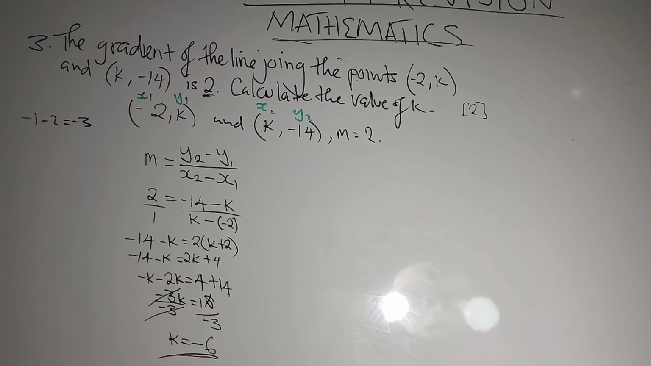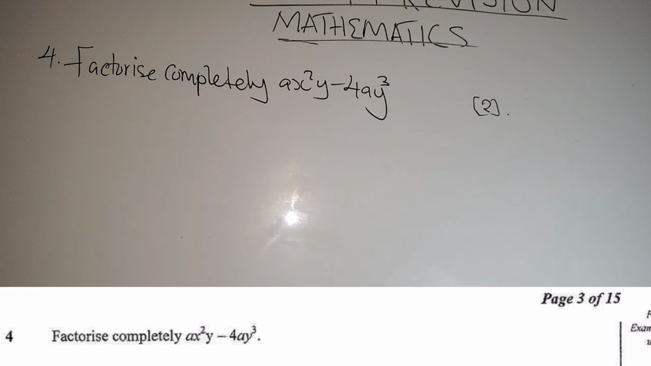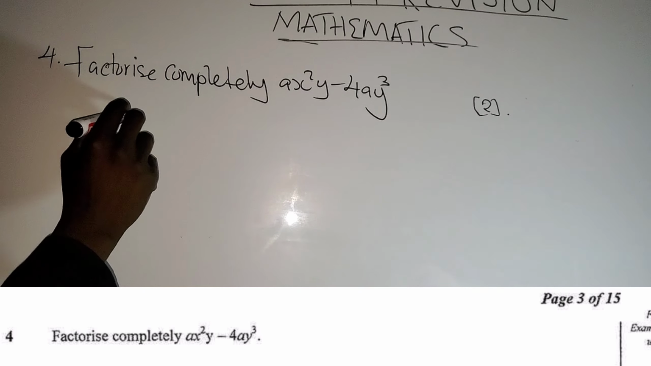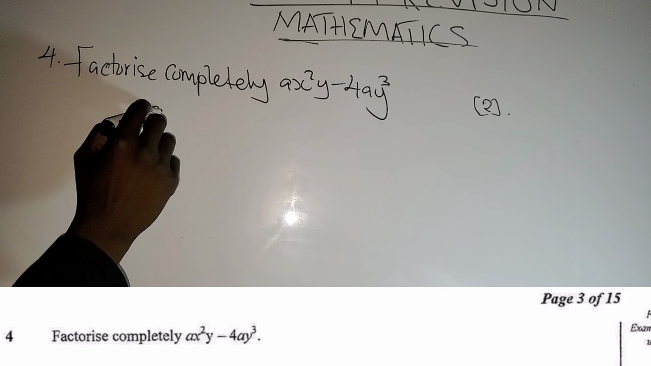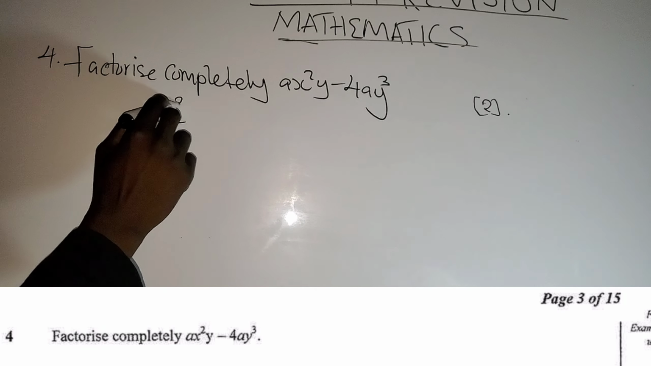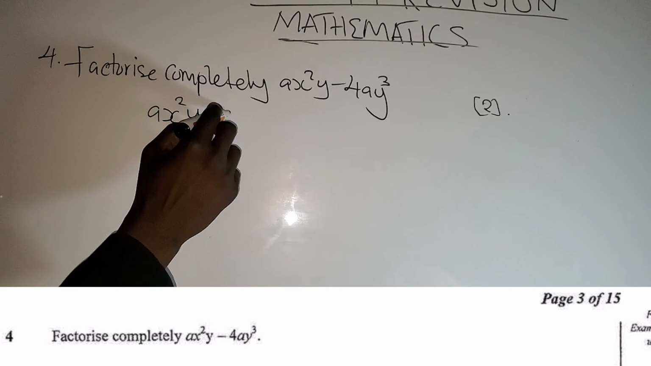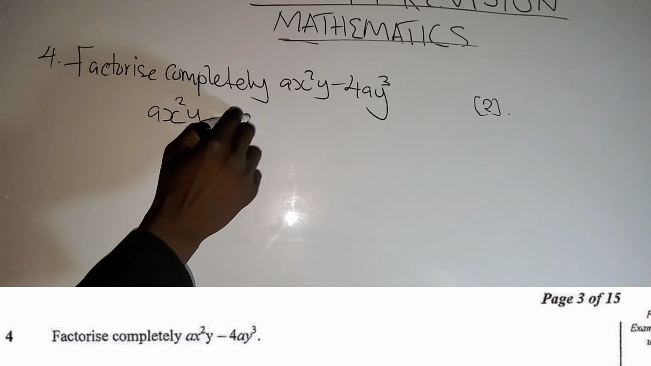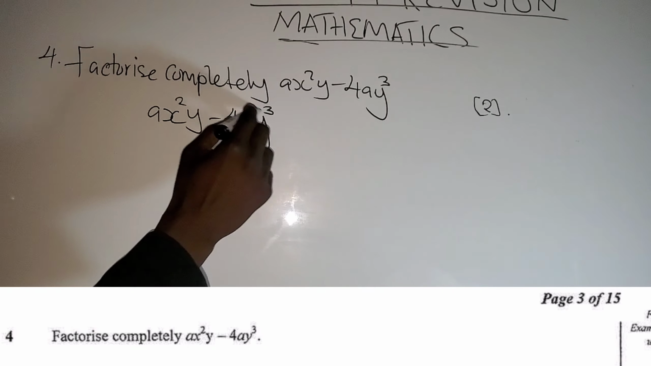So this is the fourth question, and this is under algebra factorization. We are told to factorize completely this expression. Now, the expression is ax to the power 2y minus 4ay to the power 3.